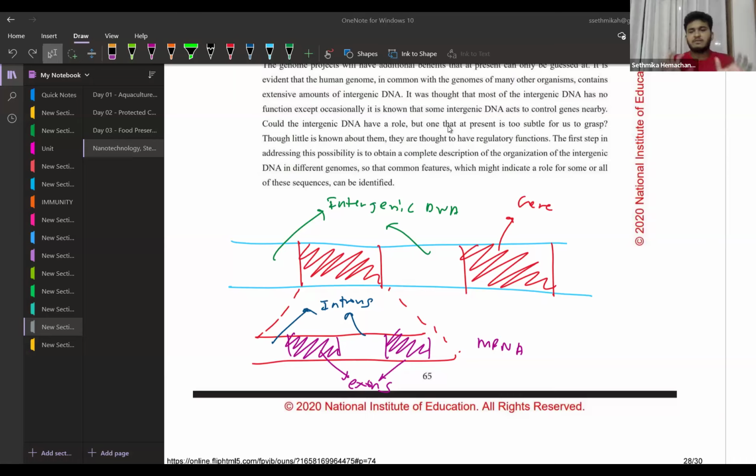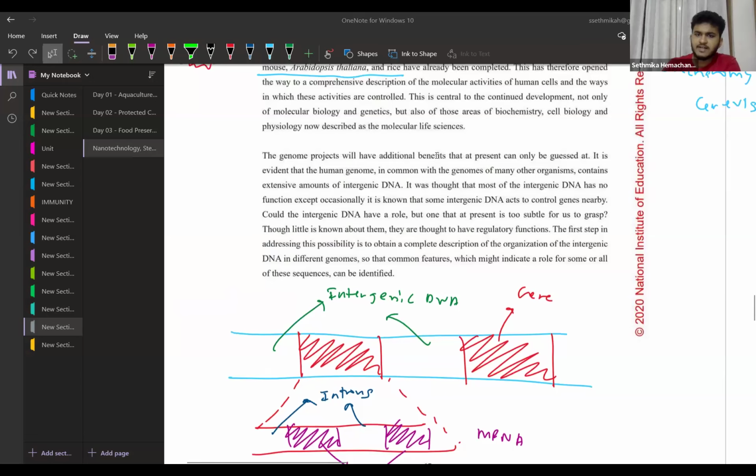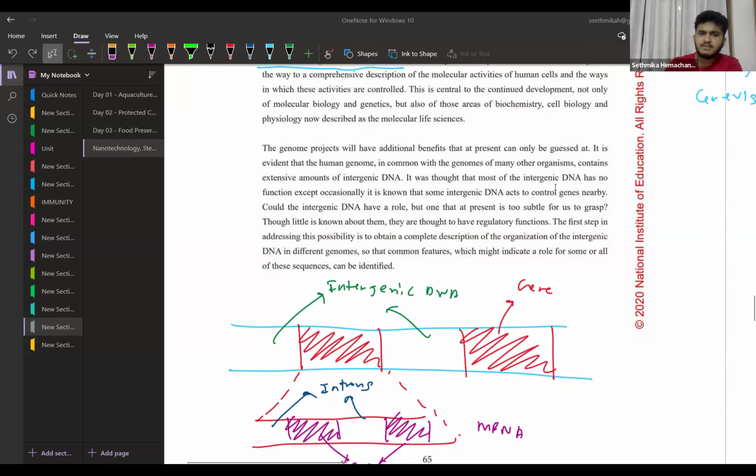They are involved in regulation, but beyond that the function has not yet been found. The human genome project is still ongoing, where the function of intergenic DNA is still being found, because a large portion of our DNA is intergenic DNA. The genome projects will have additional benefits that at present can only be guessed at. It is evident that the human genome, in common with the genomes of many other organisms, contains extensive amounts of intergenic DNA. It was thought that most of the intergenic DNA has no function, except that occasionally it is known that some intergenic DNA acts to control genes nearby. So, a regulatory function.